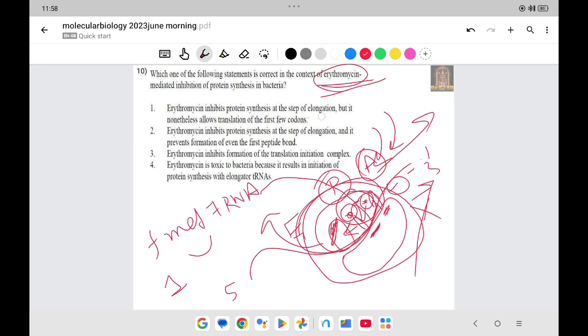So this is right. And here it allows the translation of the first few codons. Yes, we have seen the translation will happen for the first few codons. So that is right. But here it is saying that it prevents the formation of even the first peptide bond. That is not true. We have seen there is a peptide bond formation, and the rest are not true. That erythromycin inhibits the formation of the translation initiation complex. That is not true. The initiation was there, but the elongation was restricted.